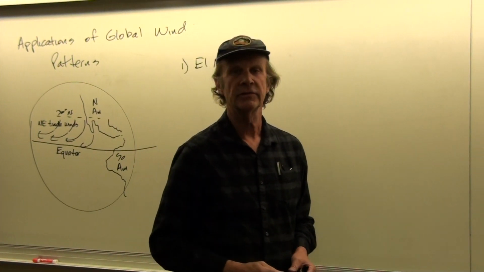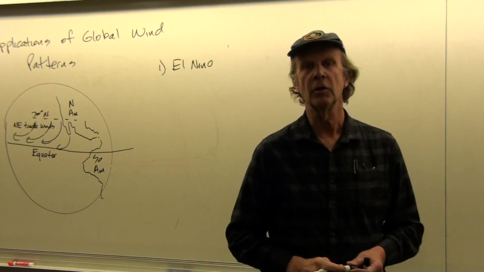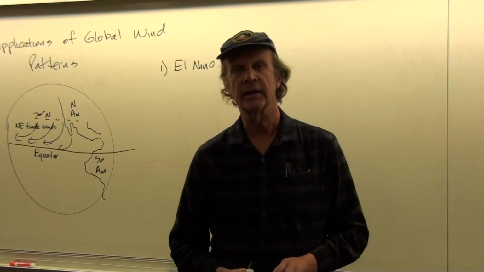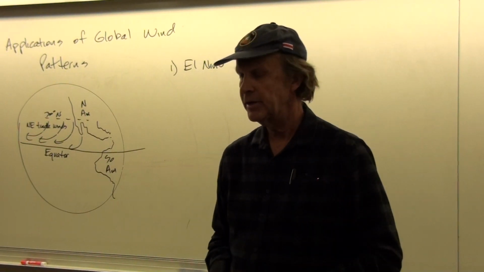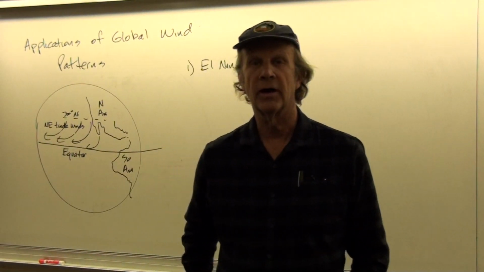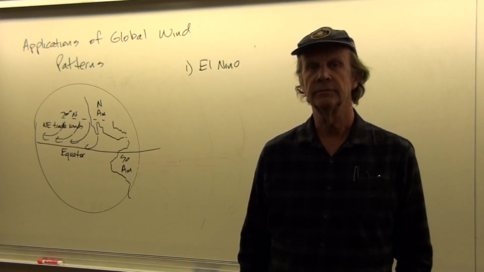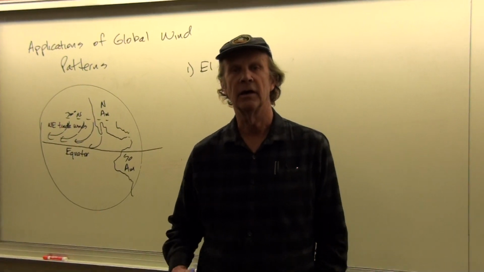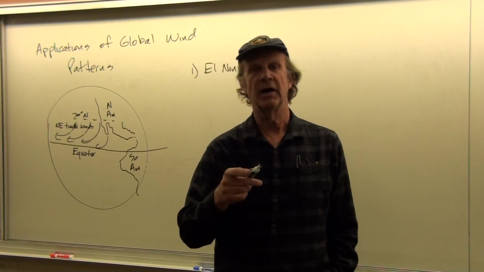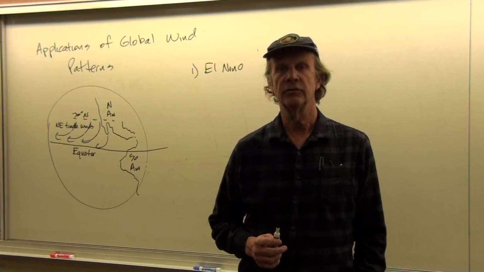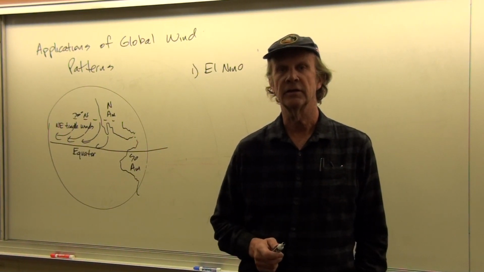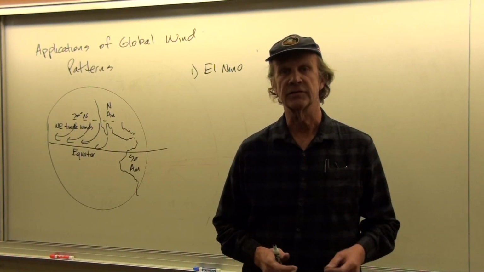All right, now that we've established what some of these global wind patterns should look like, and a little bit of the physics for why these wind patterns act the way that they do. Remember, it's a combination of motion of air from hot to cold combined with the rotation of the Earth that gives rise to these different cells.